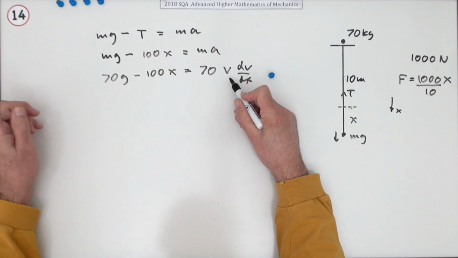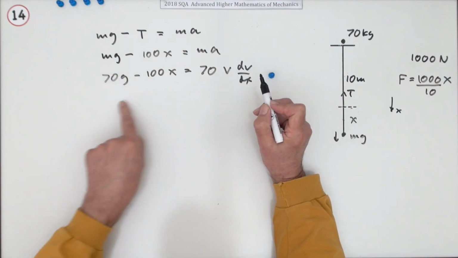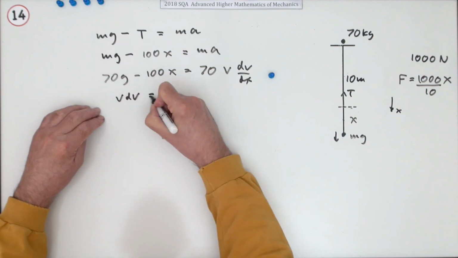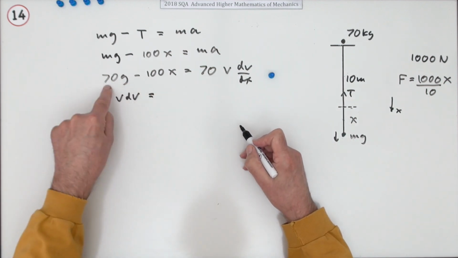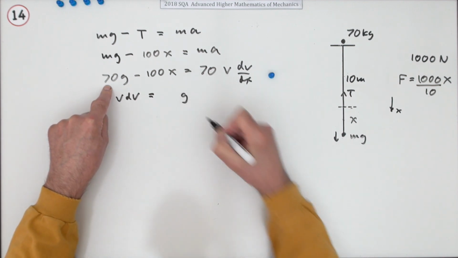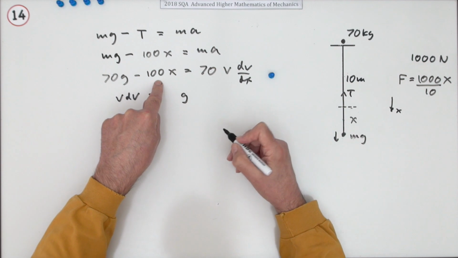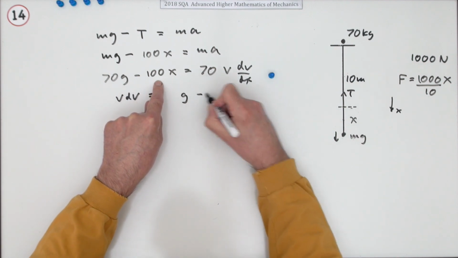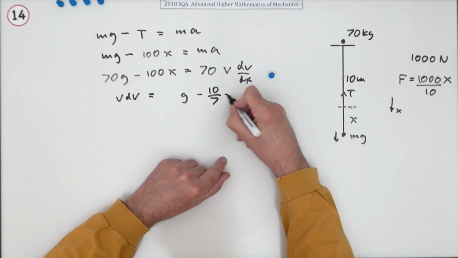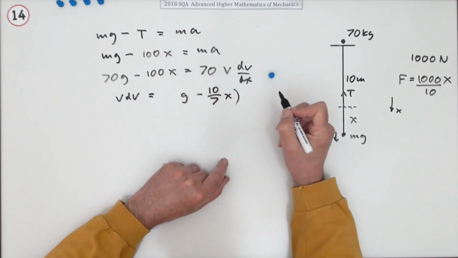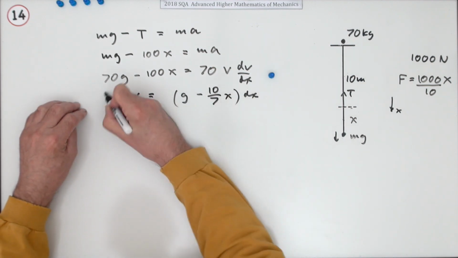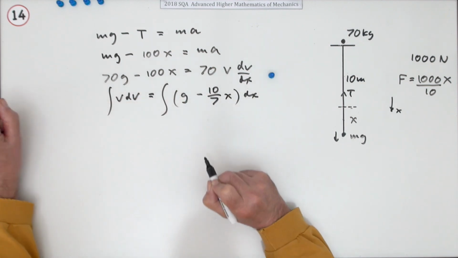So, switching sides, I'll start with the v over here, and have that part over there. So I've got v dv equals, I'm going to take the 70 across and divide, because it divides quite nicely into that. So that's just going to be g on that side, but that'll be 100 over 70, which is of course that 10 upon 7, which was that omega squared, times x, and that multiplies the dx. Then integrate both sides.